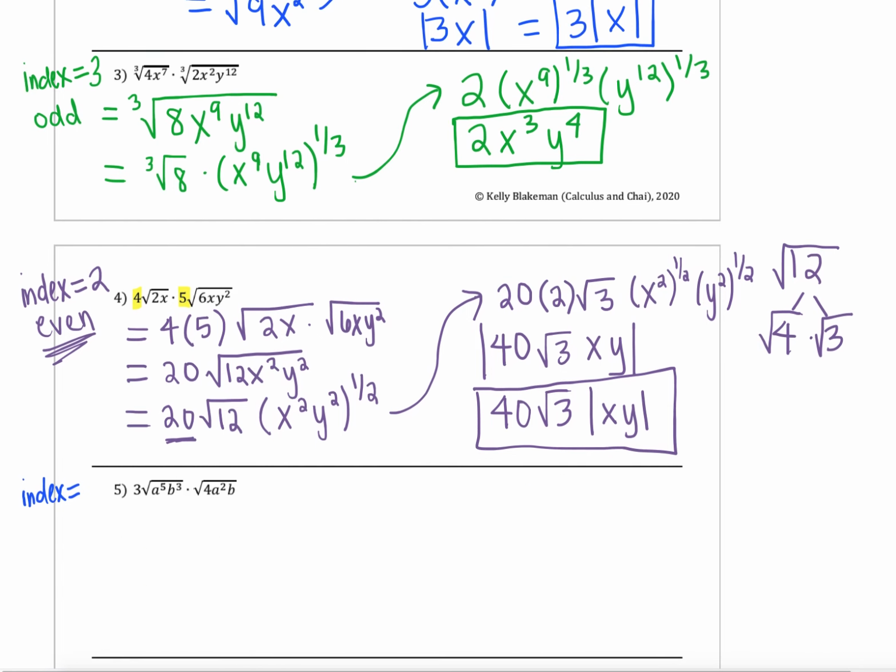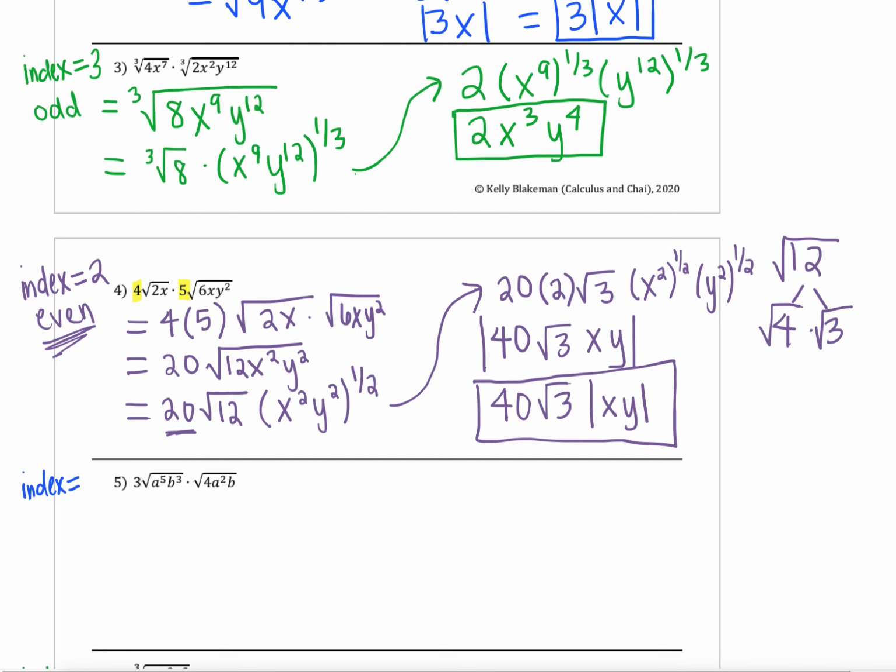Okay, let's look at our fifth example. So here we have 3 times the square root of a to the 5th times b to the 3rd times the square root of 4a squared times b. Now, why don't you guys pause the video here and start to simplify this down and combine it into one radical together, and then we'll check that step.